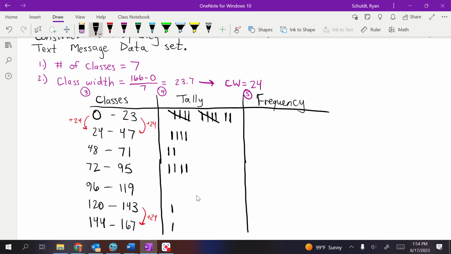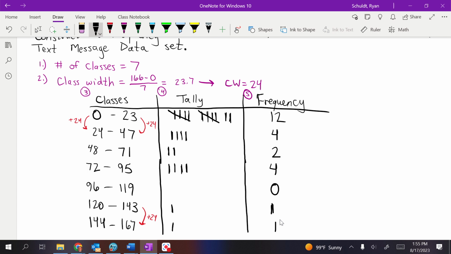Okay. So then once you get your tallies, then you just add them up. So like for mine, did y'all get 12 for the first one? Yes. And then 4, 2, 4, 0, 1, and 1. There's our frequency distribution.